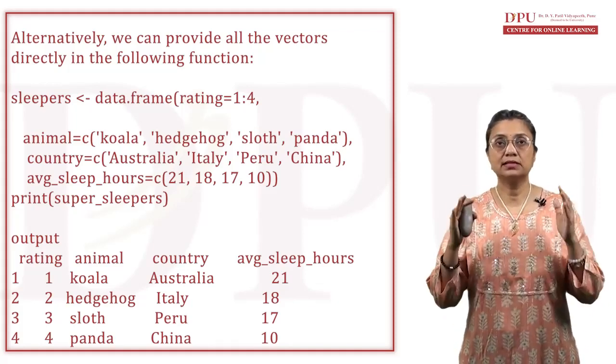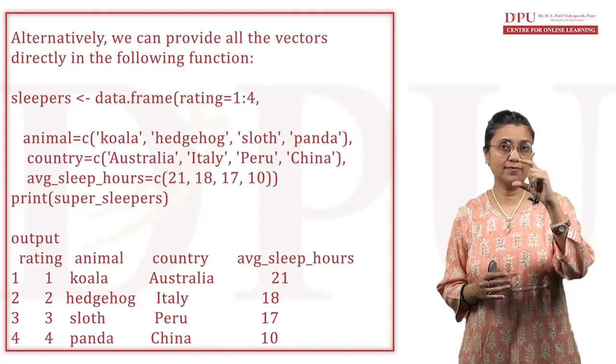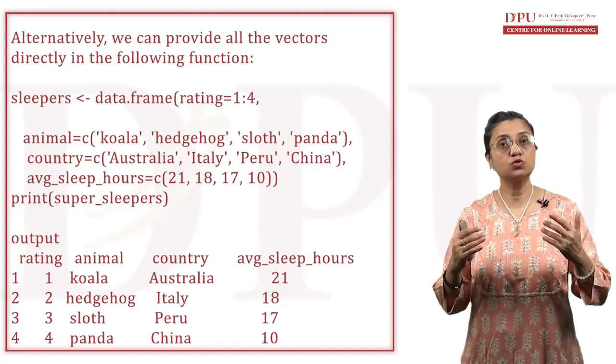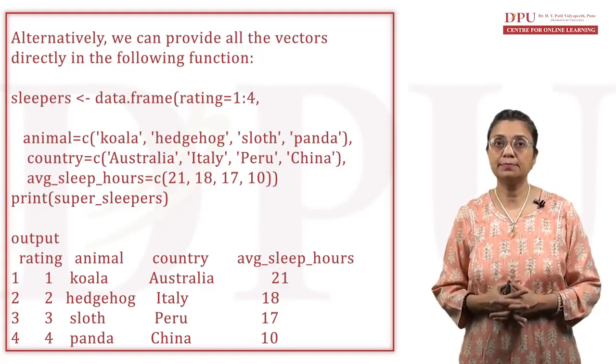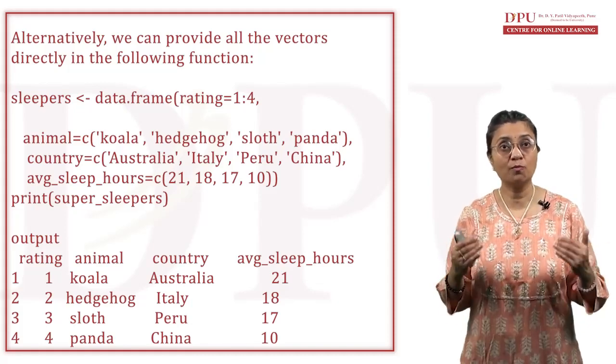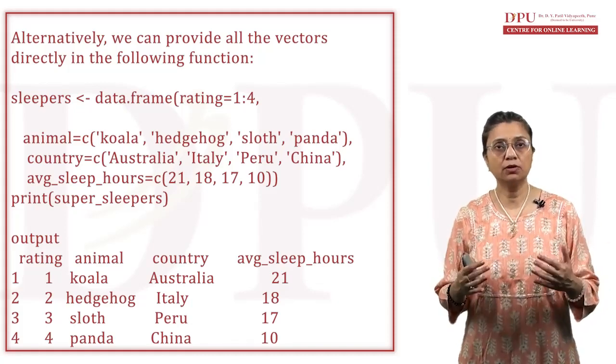So you can see that the data.frame brackets are closing and there are 4 columns. And we print super sleepers, and the super sleepers are basically the output of my variable, which can be sleepers or super sleepers.